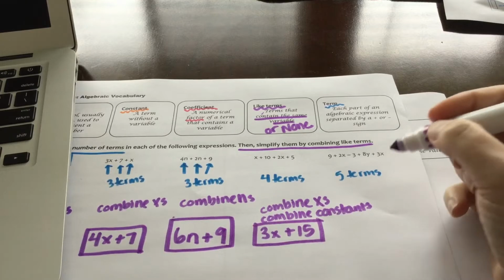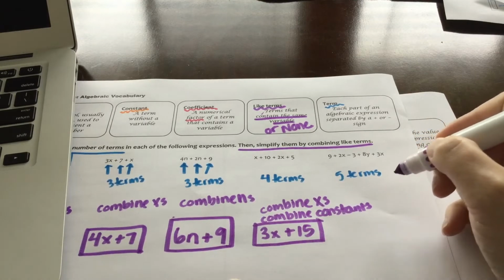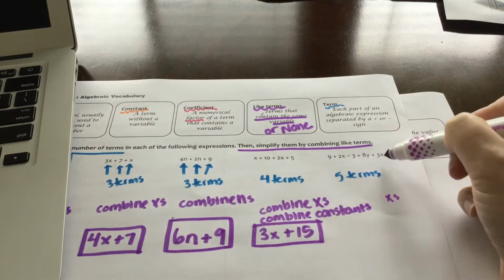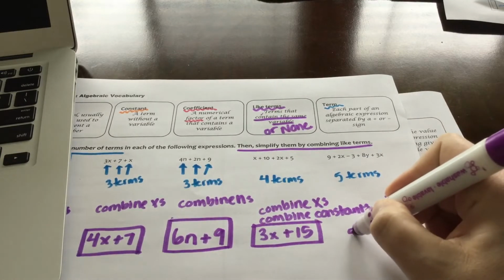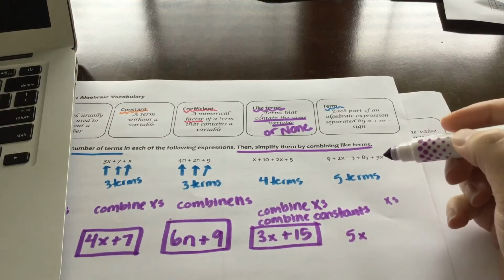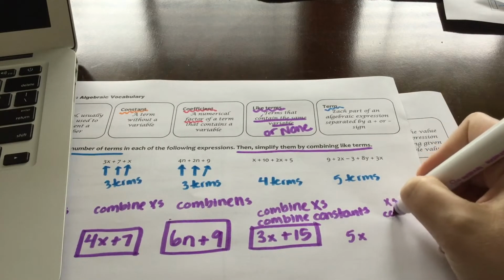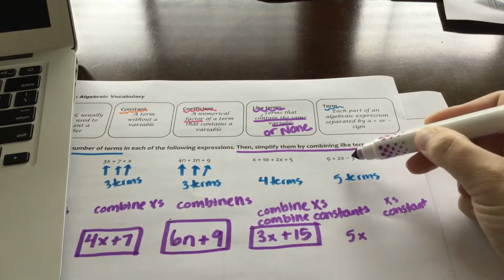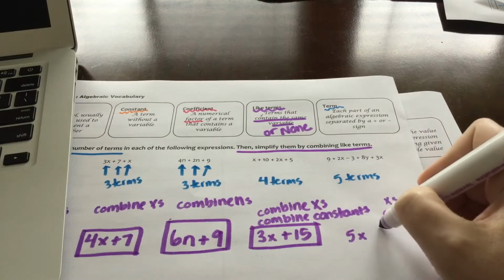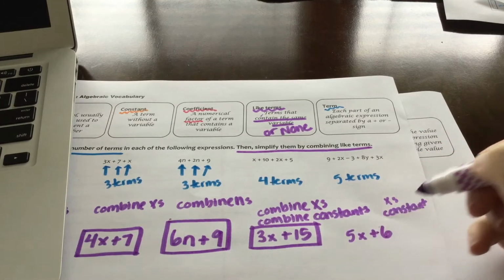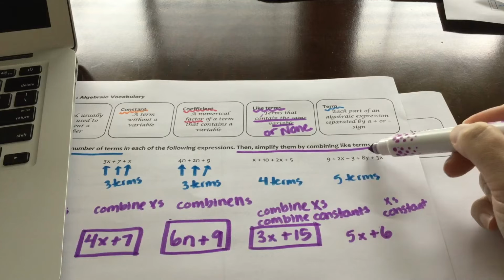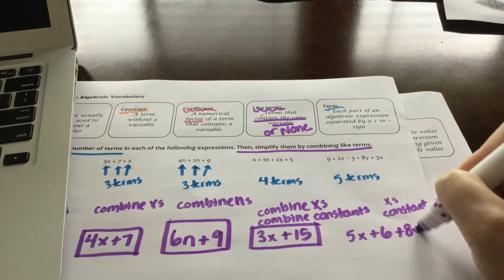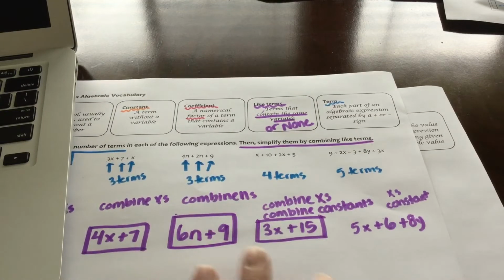In the final one, I can combine the x's together. 2x plus 3x equals 5x. I can combine the constants together. 9 minus 3 would make 6. And then y doesn't have any other like items, so I'll just include that.